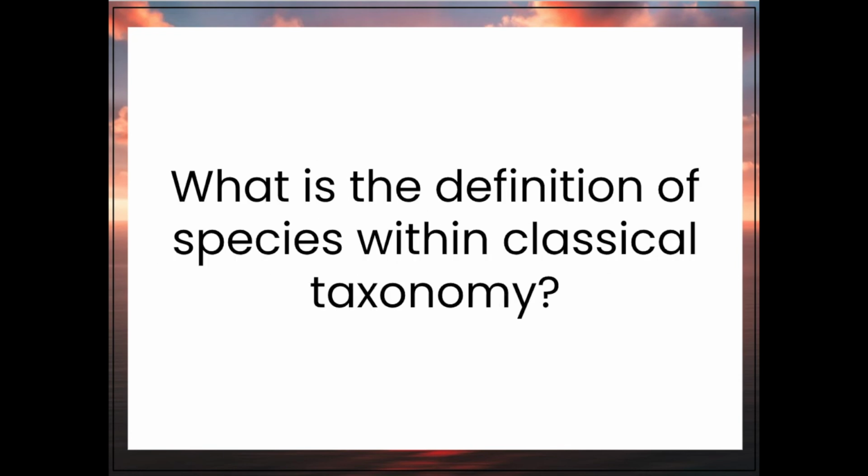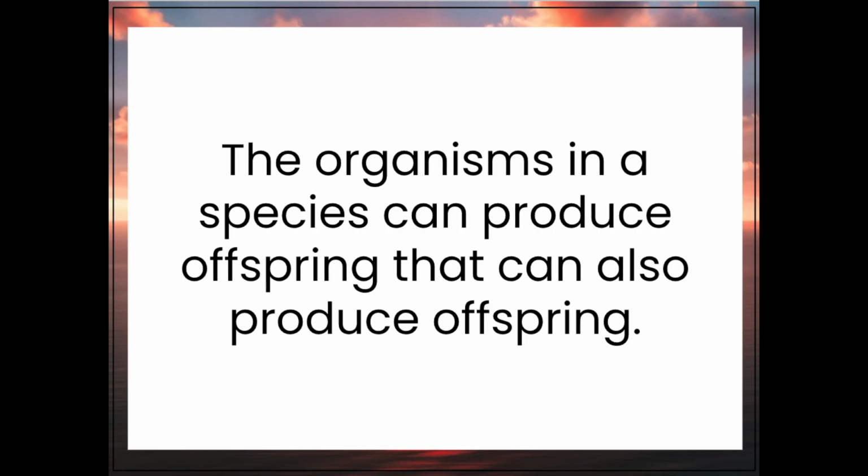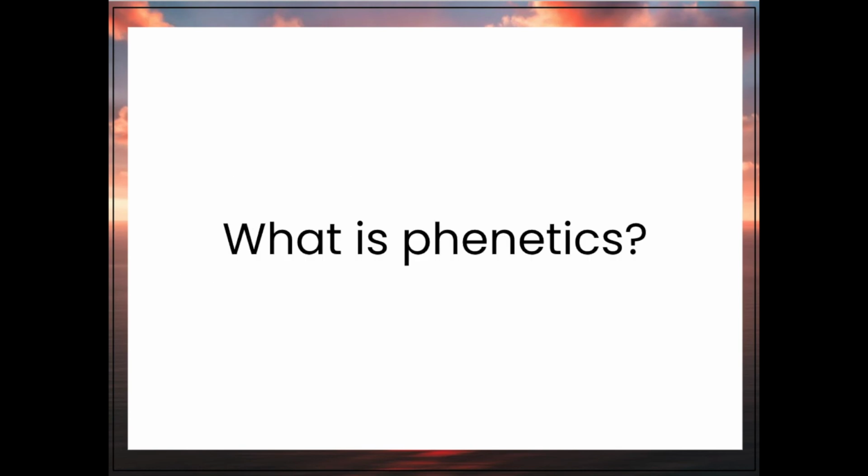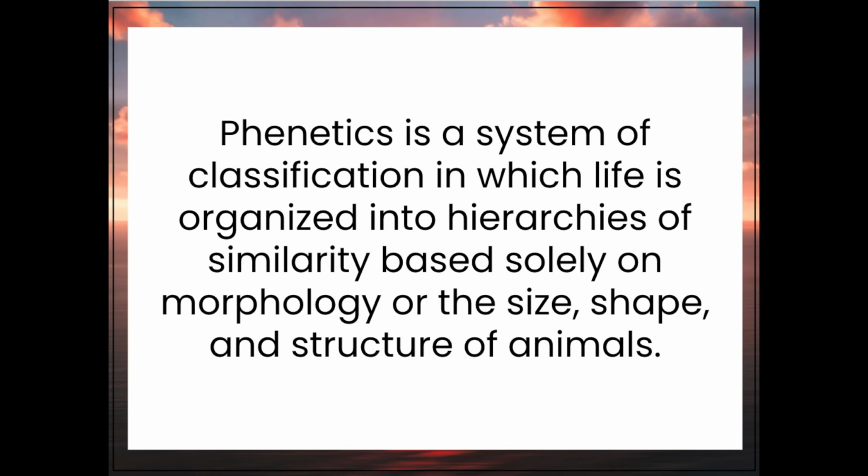What is the definition of species within classical taxonomy? The organisms in a species can produce offspring that can also produce offspring. What is phenetics? Phenetics is a system of classification in which life is organized into hierarchies of similarity based solely on morphology, or the size, shape, and structure of animals.